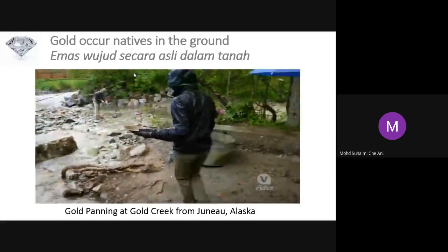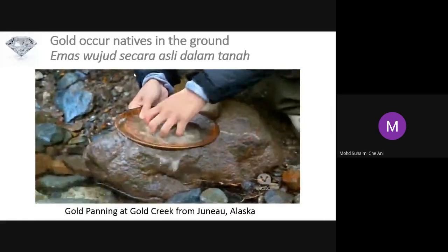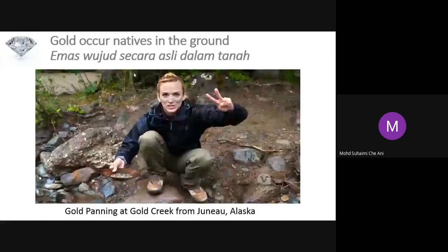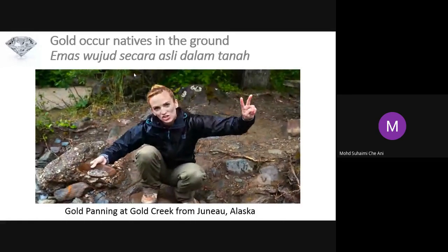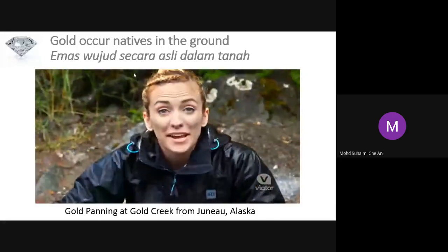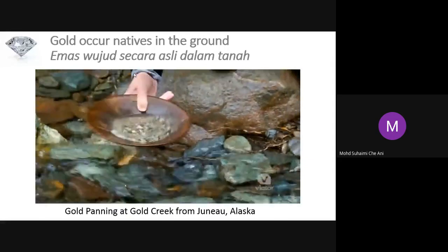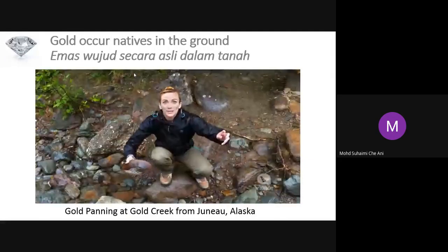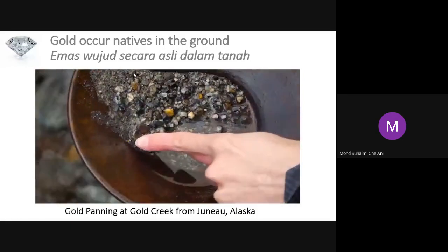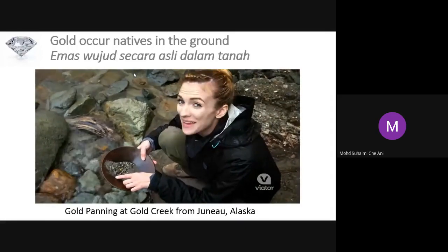But for your level, you just need to know the reactivity series, okay? And then you need to know what are the metals that are reactive and what are not reactive. Gold is not reactive, so that's why you cannot find any gold compound naturally. All right. Any other question?